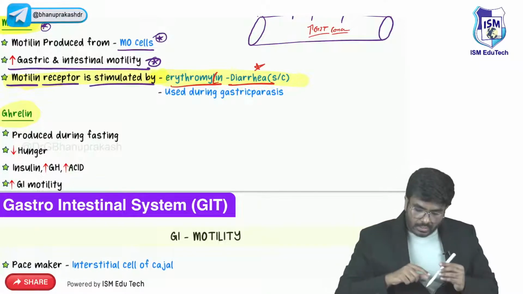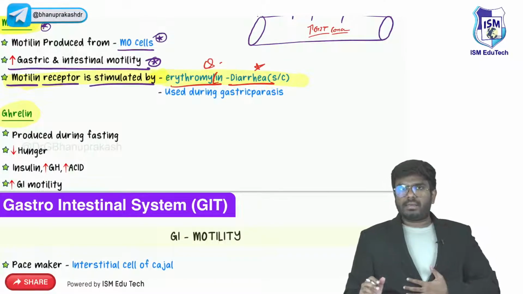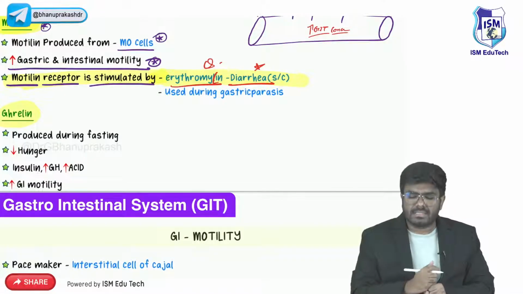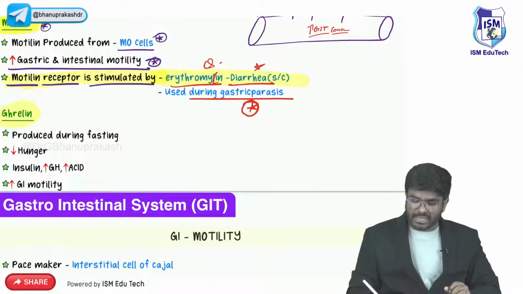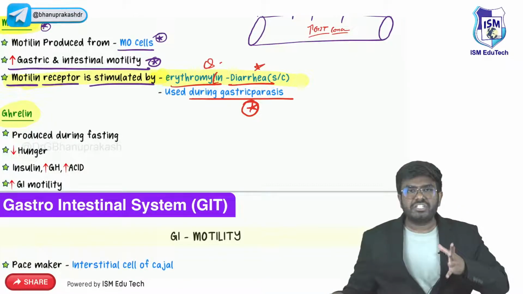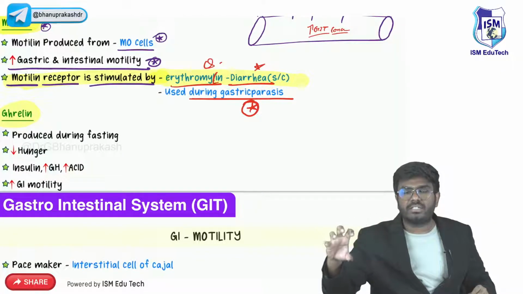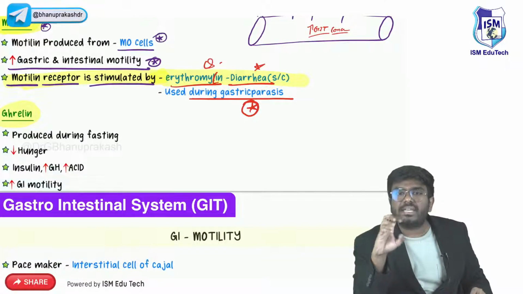Okay, so that's the one important MCQ which I want you to know. Imagine I'm a diabetic and my GIT motility is very low. That is called diabetic gastric paralysis. As a doctor, you need to increase the GIT motility. How can you increase it? By stimulating the motilin receptors.